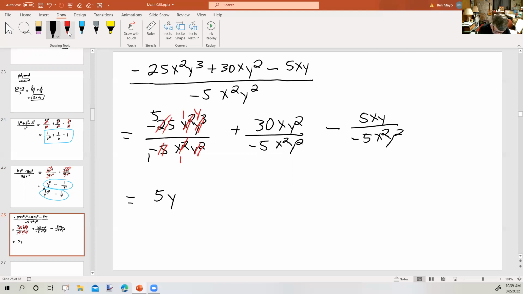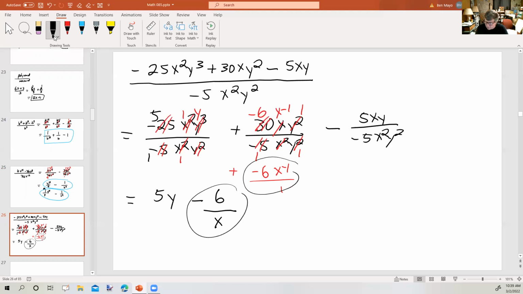Okay. Next term, let's see. 30 over negative 5 would be negative 6 over 1. X over x squared would be x to the negative 1. Y squared over y squared would be 1 over 1. So now I've got what? Plus negative 6 x to the negative 1, all over 1, which I could write as minus 6 over x. Are you okay with how I got from there to there? Any questions there? I'll take that as a no.